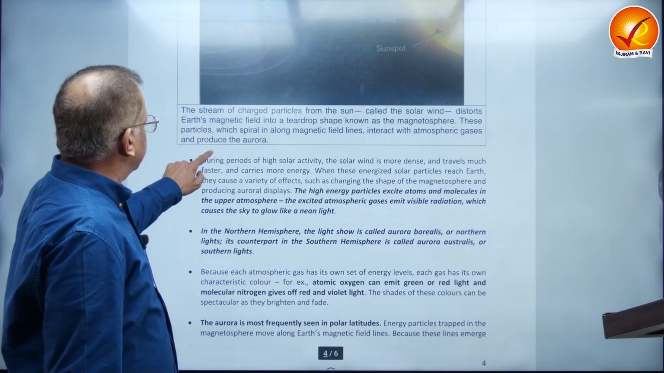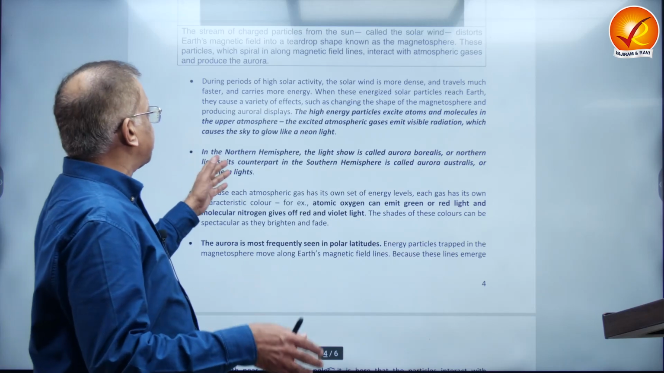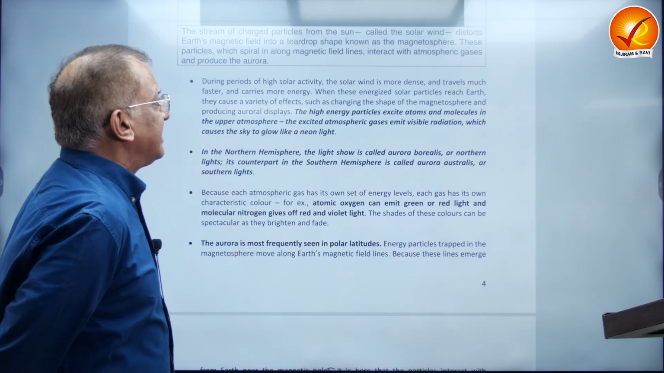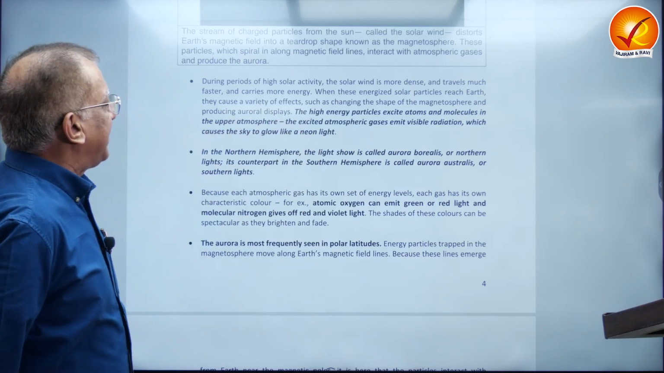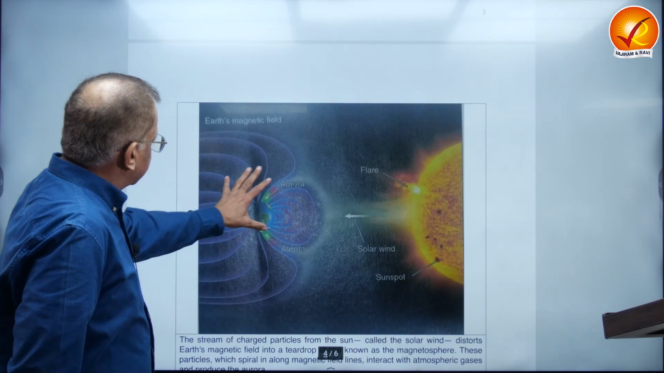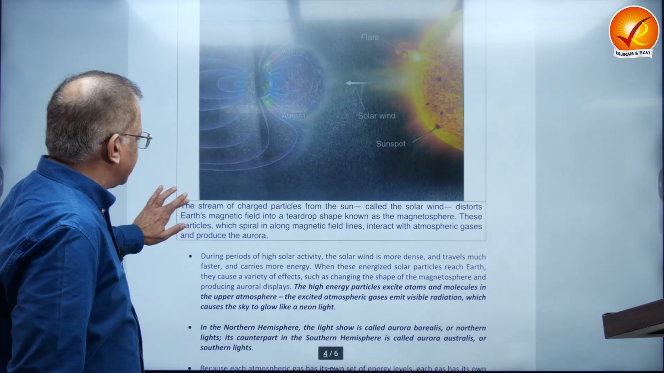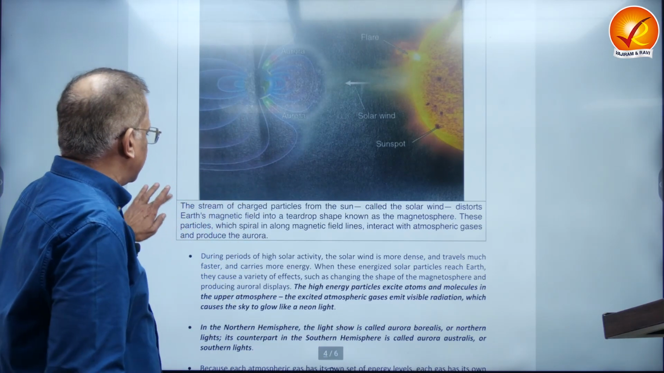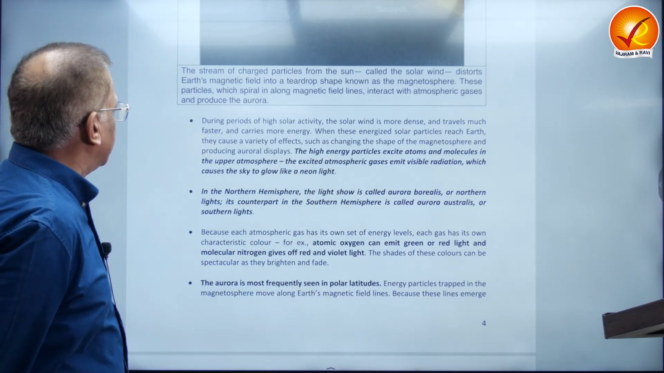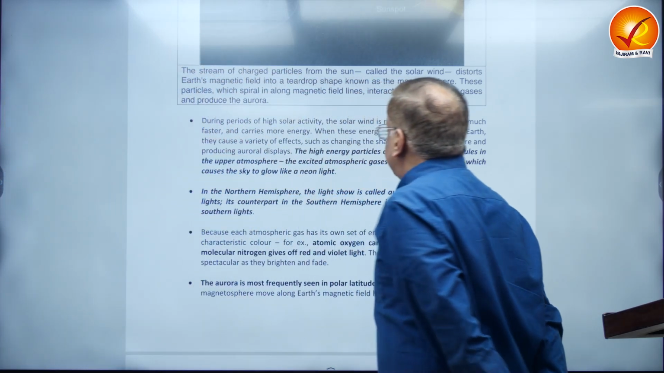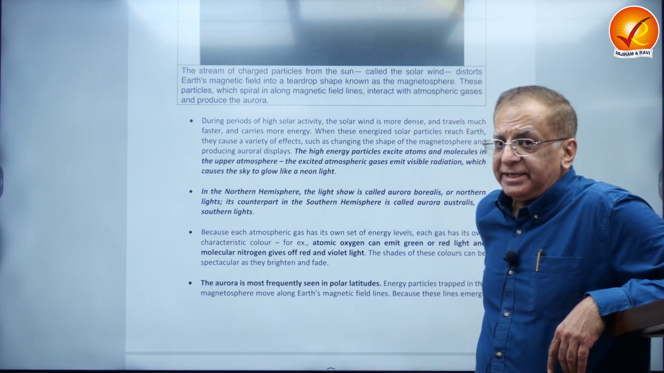And here I have mentioned, during the periods of high solar activity, the solar wind is more dense, it travels much faster and carries more energy. When these energized solar particles reach earth, they cause a variety of effects, such as changing the shape of the magnetosphere. As I've shown you, this side it is elongated, whereas on the side facing the sun it is compressed to a smaller size as such. And these high energy particles excite the atoms and molecules in the upper atmosphere. The excited atmospheric gases emit visible radiation, which causes the sky to glow like a neon light.